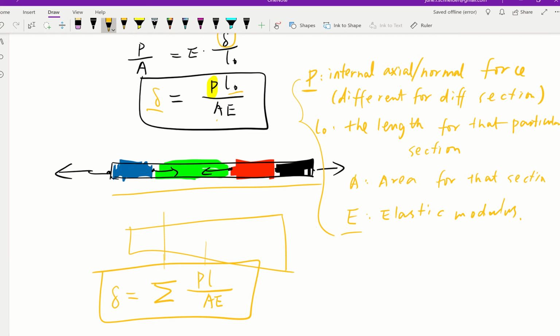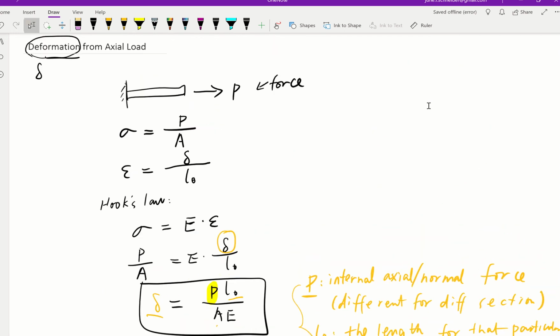Okay, so very simple concept. We learned about PL over AE in this axial loading. So in the next video, we will be looking at an example for that.